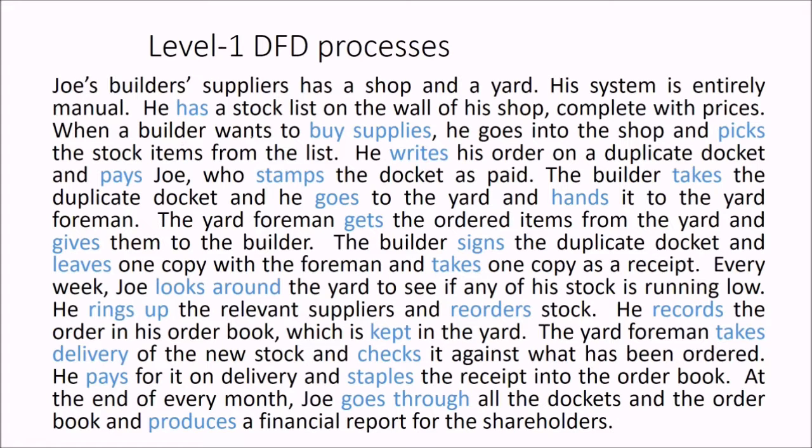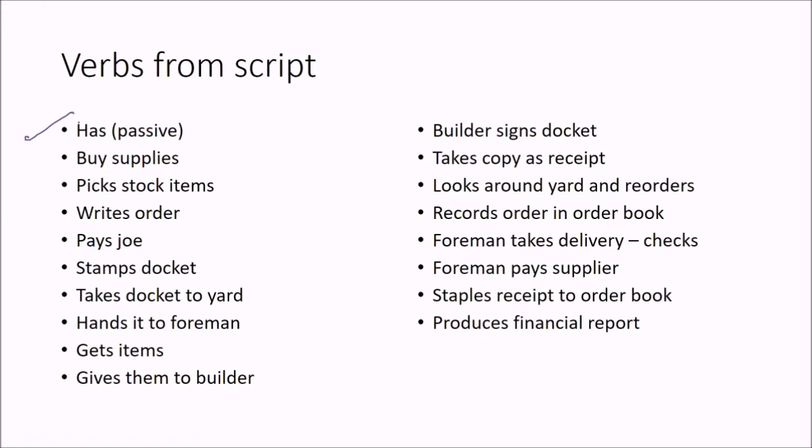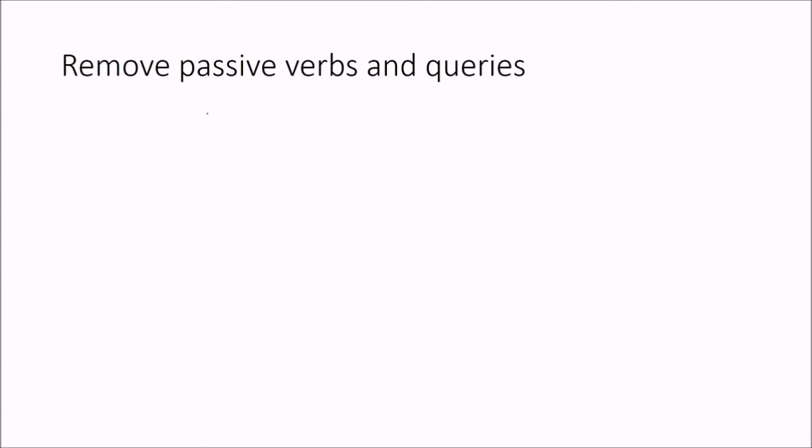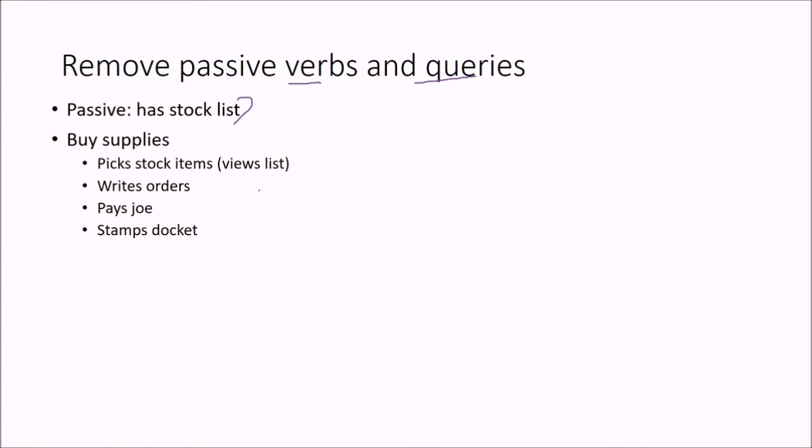So what we have to find out for the level 1 DFD is the verbs: has, buy supplies, picks, pays. So verbs from the script are these. These are the verbs we picked. We need to remove passive verbs and queries like has stock list, buy supplies. Buy supplies means pick stock items, write orders, pay Joe and stamp docket.